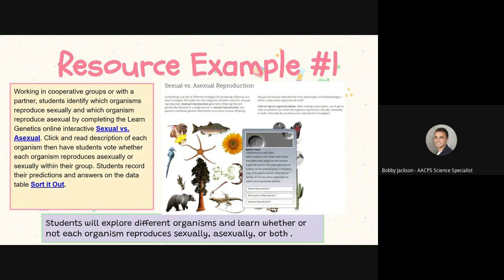Another way to alternate this activity to meet the needs of your students is to have them work in cooperative groups or with a partner. The students can identify which organisms reproduce sexually and which organisms reproduce asexually by completing this online simulation together. Together, they can click and read descriptions of each organism and then vote on whether each organism reproduces asexually or sexually within their group. Students can also record their predictions and answers on a sorting table activity.